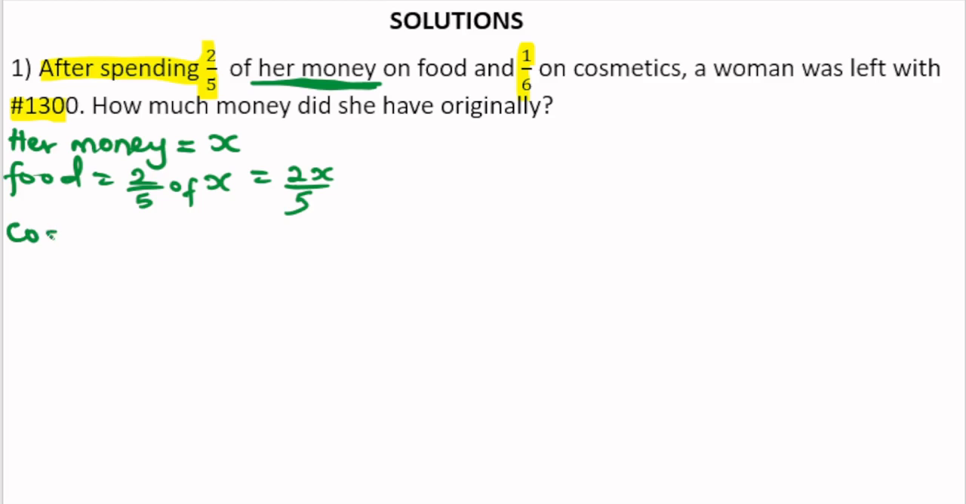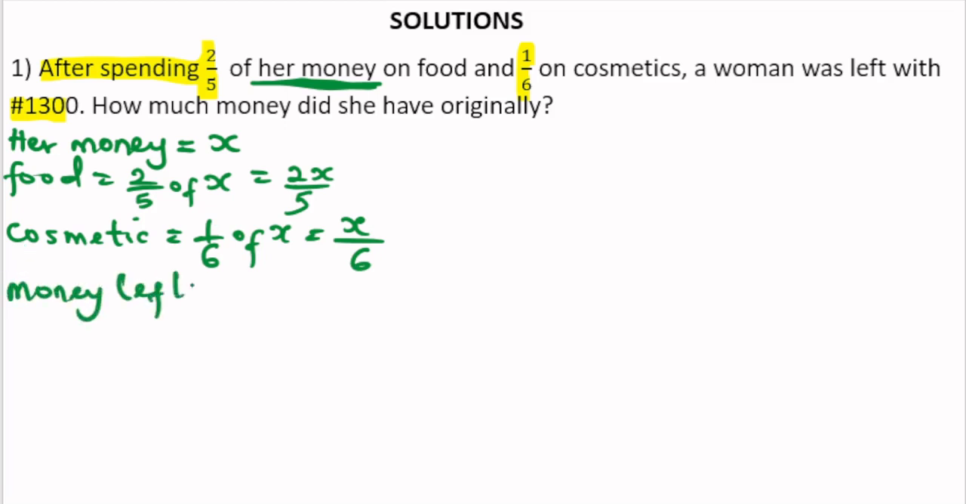The next is 1/6 on cosmetic. So on cosmetic, she spent 1/6 of her money, which is the same as x over 6, because 1/6 times x is x over 6. So a woman was left with 1,300. So the money she had left is 1,300.